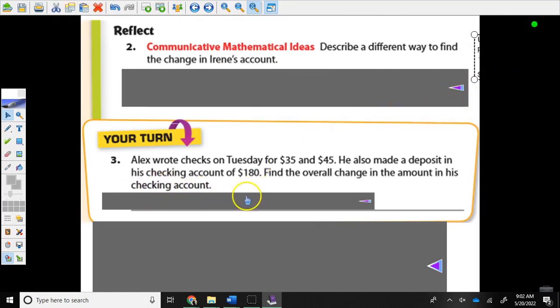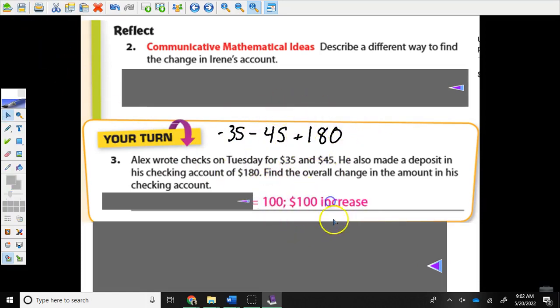So Alex wrote checks on Tuesday for $35 and $45. He also made a deposit in his checking account of 180. Find the overall change in the amount in his checking account. Go ahead, pause it. So he wrote checks for 35, so negative 35 minus 45. He made a deposit for 180. That is what your situation looks like.